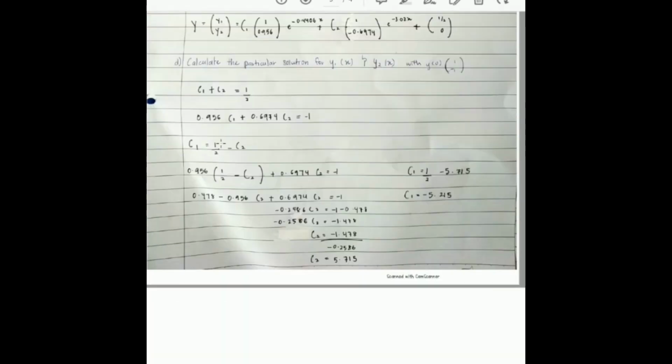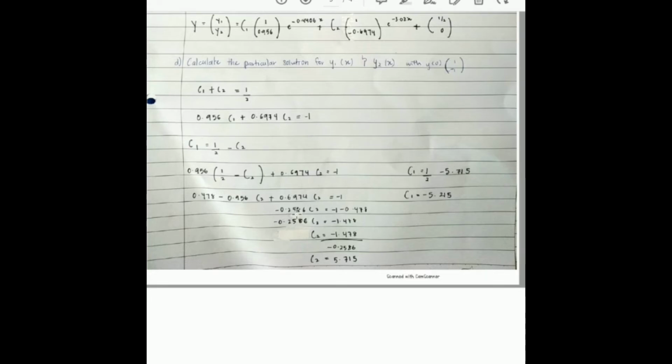C1 plus C2 equals 1 over 2. 0.956 equals C1, so 0.956 C1 plus 0.6974 C2 equals negative 1. So what happened is C1 equals 1 over 2 minus C2. So 0.956 in bracket 1 over 2 minus C2 plus 0.6974 C2 equals negative 1. So 0.478 minus 0.956 C2 plus 0.6974 C2 equals negative 1.